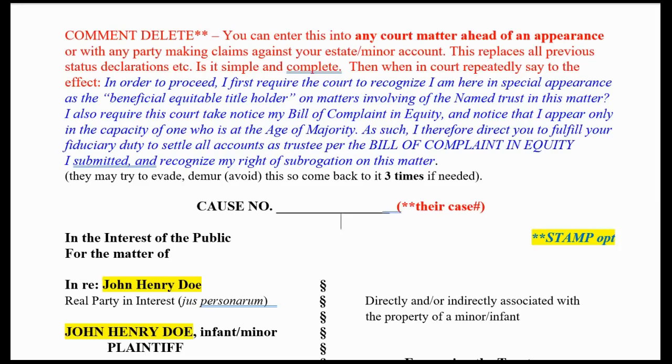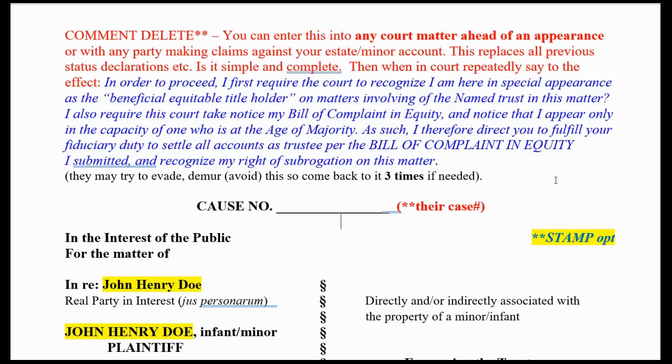And then you're going to go in and back it up with how you come into court. So you're coming into court, you walk across the bar, you say, in order to proceed, I require the court to recognize I am here in special appearance as the beneficial equitable title holder on matters involving the named trust in this matter. The named trust is the name that's on their document. It's their court case name. Okay. I also require this court to take notice of my bill of complaint in equity, and notice that I appear only in the capacity of one who is at the age of majority. We're letting them know we're not coming in as the minor entity estate.